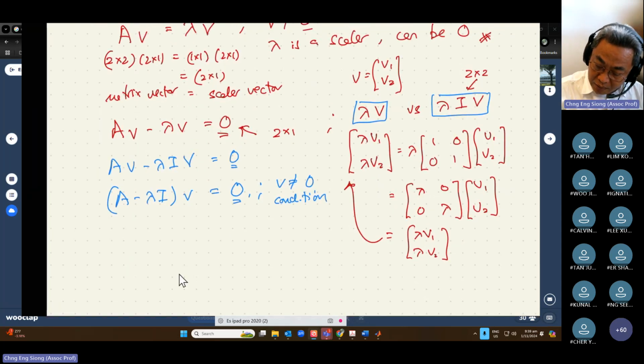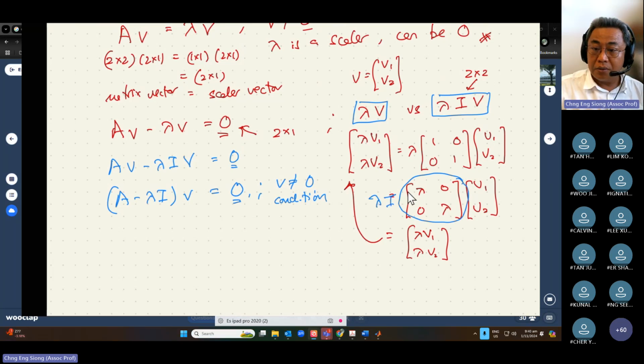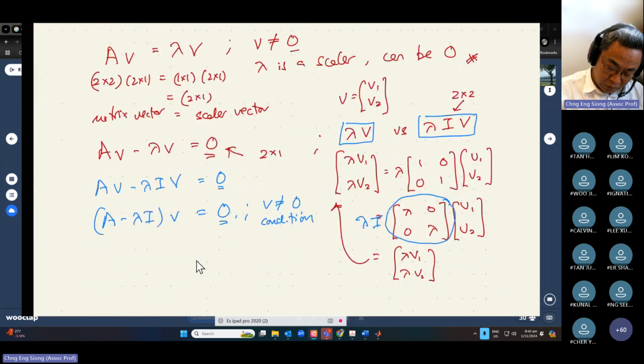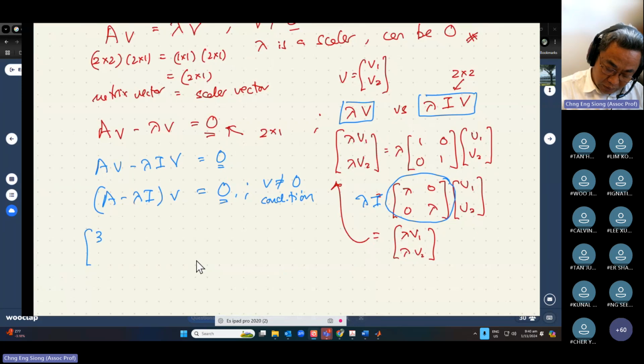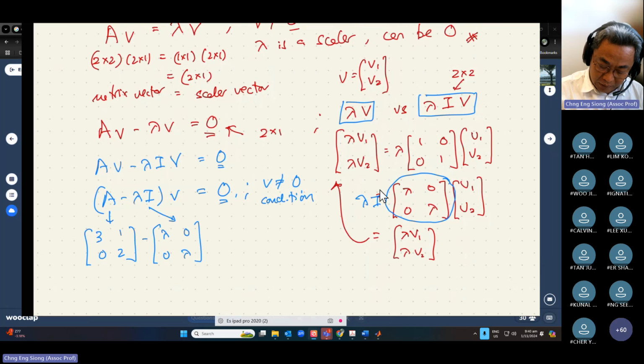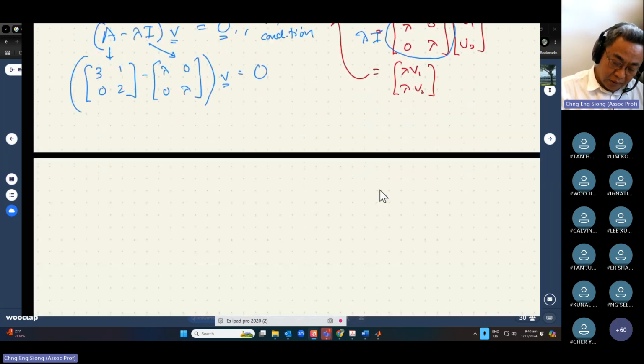What is lambda I? This is lambda I. So now we know how to play with this. What is A? 3, 1, 0, 2. This is A. Minus, what is lambda I? Lambda I is lambda, 0, 0, lambda. So this is lambda I, bracket V equals 0. Okay, we're almost done. So this becomes 3 minus lambda, 1, 0.